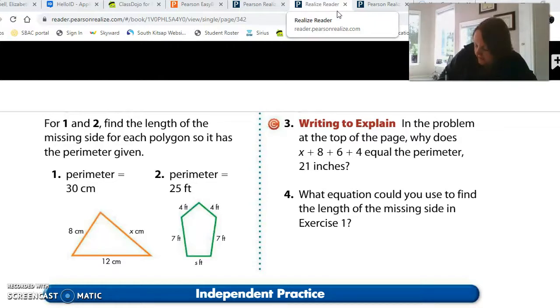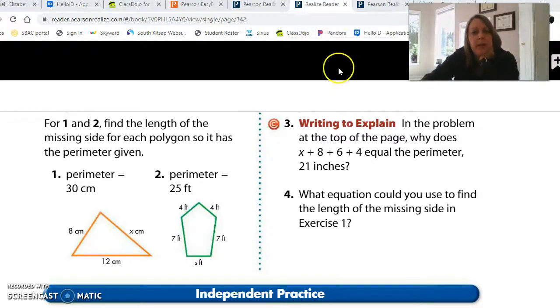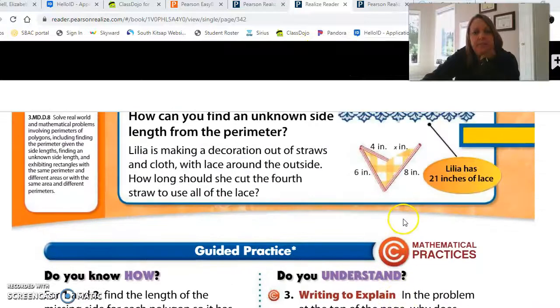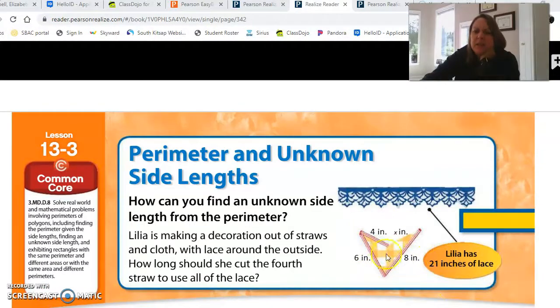So it equals 21 inches because, how could we explain that? It equals 21 inches because, so I'm going to go back up to that little picture. I'm going to think, how does that equal?